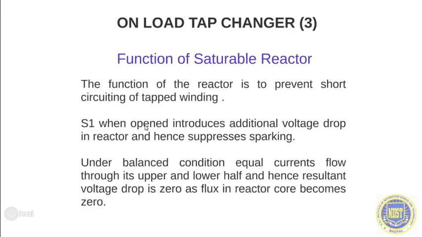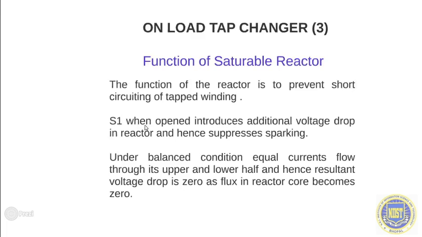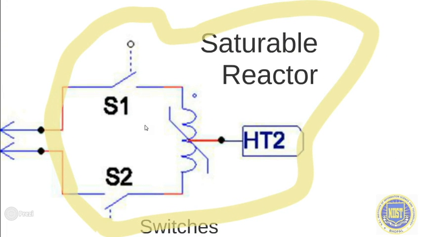Now the function of the saturable reactor is to prevent short circuiting of the tap winding. And apart from this, if one of the switches is open, then the saturable reactor carries an imbalanced current in one half of its winding and introduces an additional voltage drop.